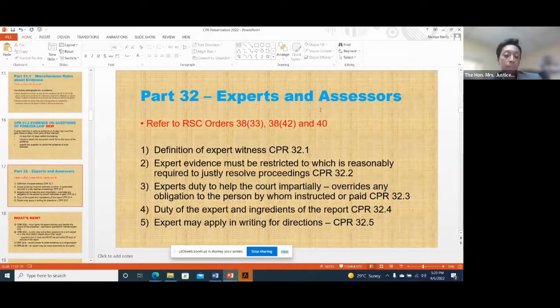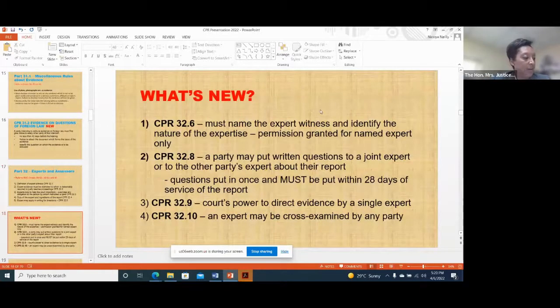At 32.6, Ms. Neely, you may move along. You must name the expert. Now, this is a new departure from the existing practice. On a CMC, a case management conference, usually you tick the box: do you need an expert? Yes, no, maybe, I might need an expert. However, when you say that you need an expert, under the CPR you must name the expert witness and identify the nature of the expertise. So permission now is not for an expert; the permission now is for a named expert. So, I'm going to need an orthopedic surgeon, and I'm going to need a no.